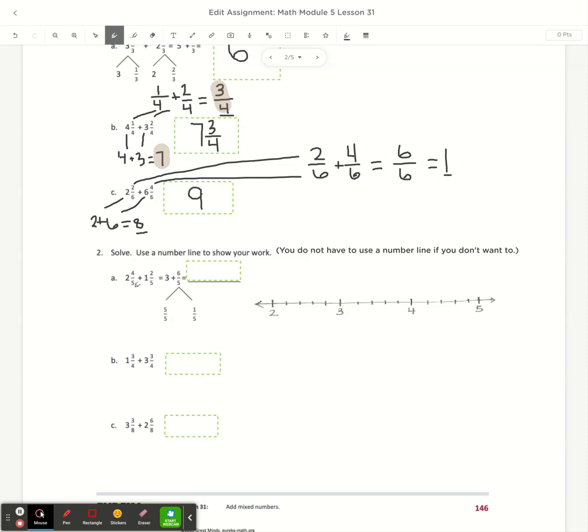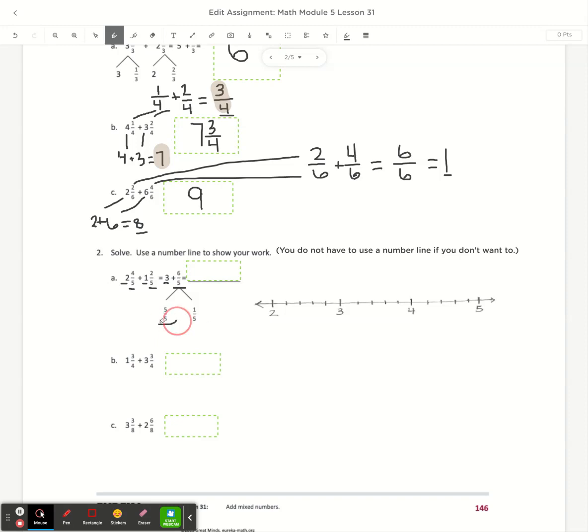We have 2 and 4/5 plus 1 and 2/5. So they already started out by adding the whole numbers together. So 2 plus 1 equals 3. And then they added the fractions together. 4/5 plus 2/5 is equal to 6/5. This time around, that is an improper fraction. It is not equal to 1 whole, so we have to figure out what it actually equals.